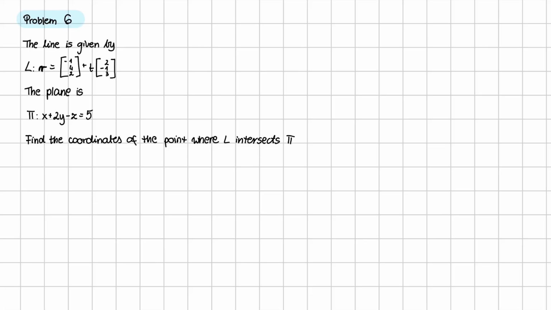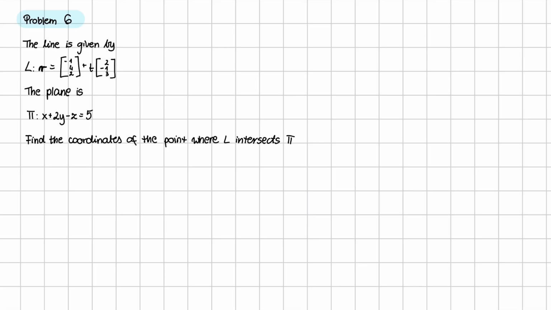Problem 6. The line is given by L and we are given vector r. The plane is given and denoted as pi, and we have to find the coordinates of the point where L intersects pi, our plane.